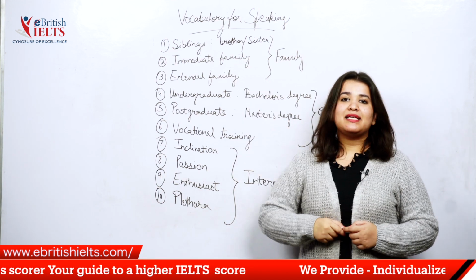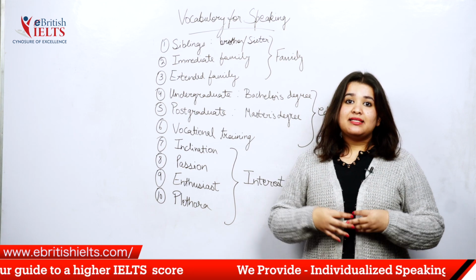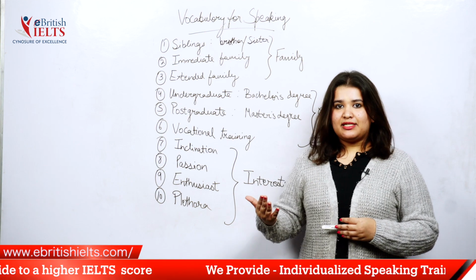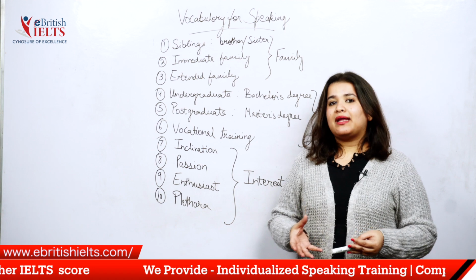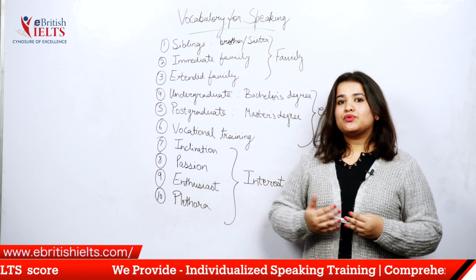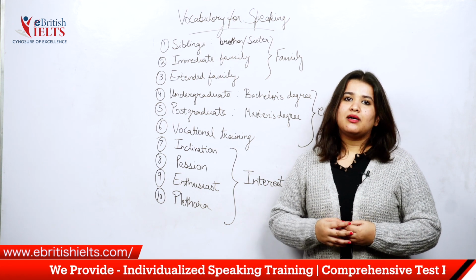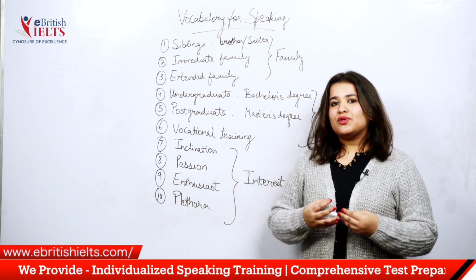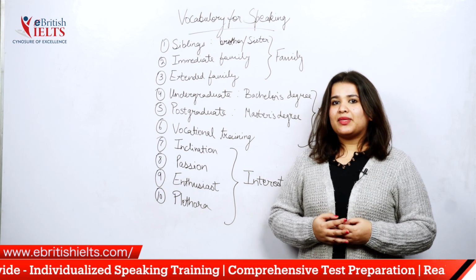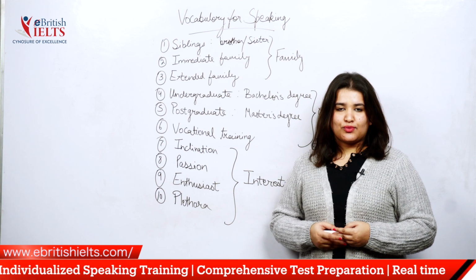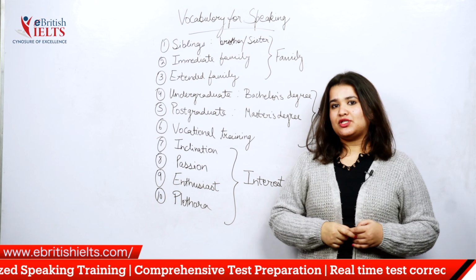The second word is immediate family. Now immediate family is your direct relatives. For example, your spouse, your parents, your children, or your grandparents, whoever you share blood relations with, excluding your spouse, but spouses also come in your immediate family. So if the examiner asks you who you live with, then you can say something like, my immediate family includes my parents and my siblings. So this is how you can use the word immediate family.